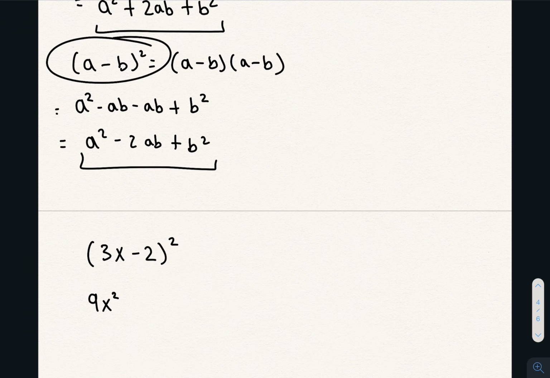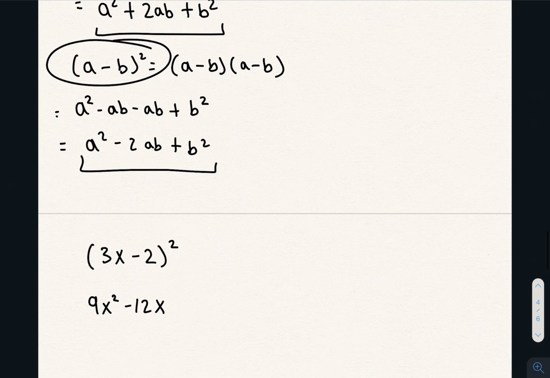You take the first term, multiply it by the second term, and multiply it by 2, which gives us negative 12x, and then you square the last term. So negative 2 squared is 4.